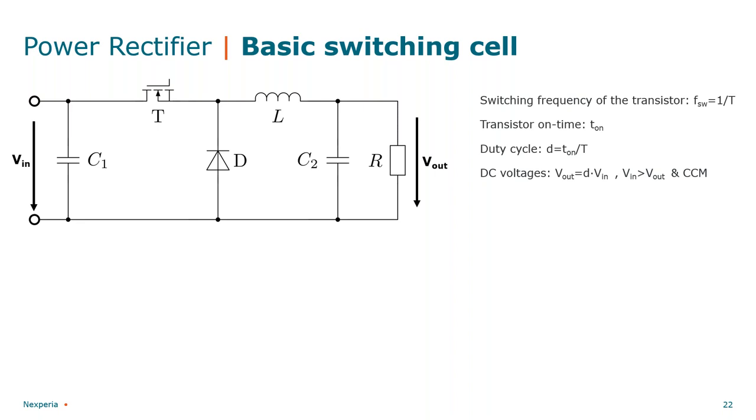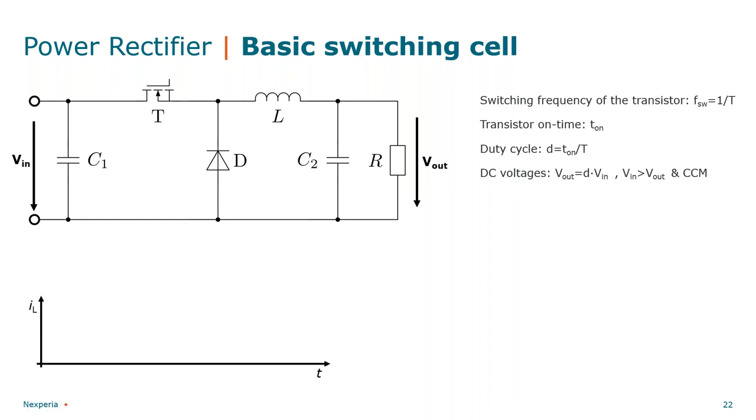So you periodically switch on and off the transistor at a given frequency, and the duty cycle dictates the ratio between the input and the output voltage. Of course, this is only valid for the input voltage being bigger than the output voltage and for continuous conduction mode. Then let's look at the idealized inductor current over time.